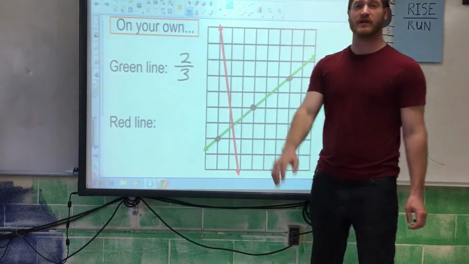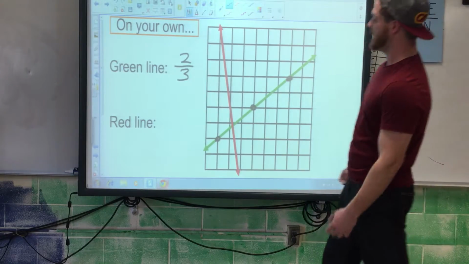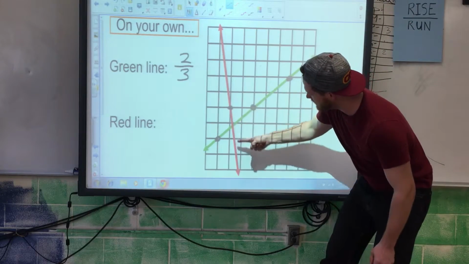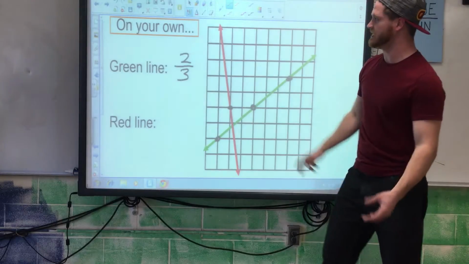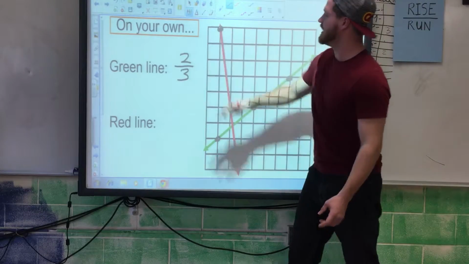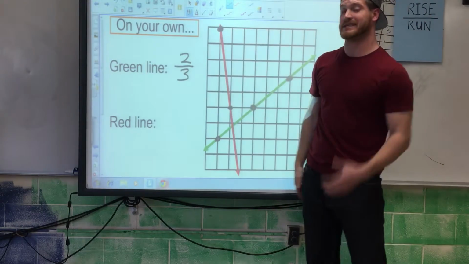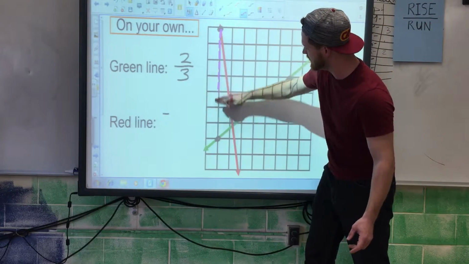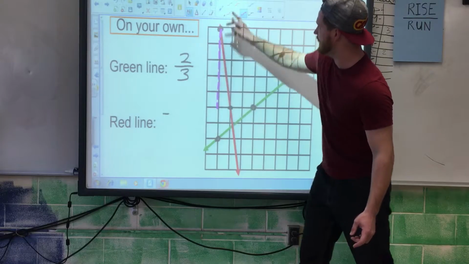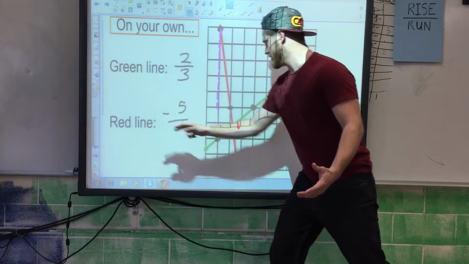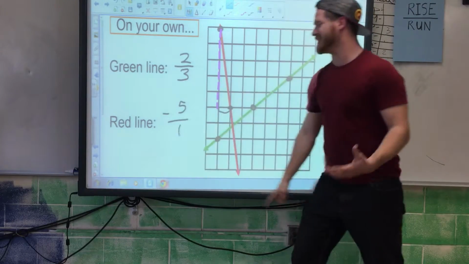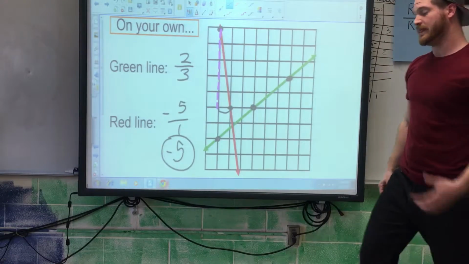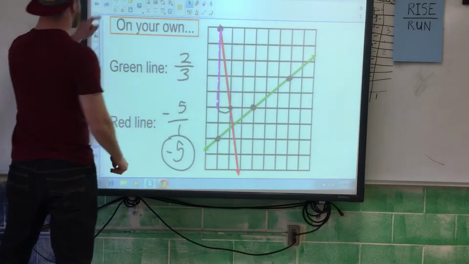Now the red line was a little trickier. There's only actually 2 points that work for this line. One is right there. Now none of these go through an intersection perfectly, so I'm going to have to use the one way up here. Now looking at it, you know it's going down to the right, so it's got to be a negative slope, so you can go ahead and throw a negative in there. And we go down 1, 2, 3, 4, 5. So we go down 5, which is a negative 5. We go over just 1, so negative 5 over 1. That slope is just going to be negative 5. If you got those correct, good job.